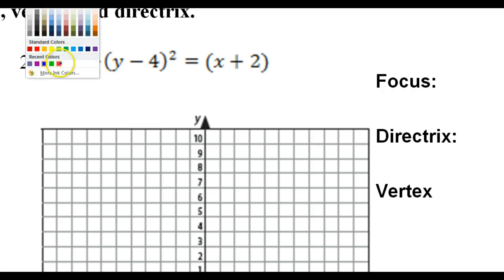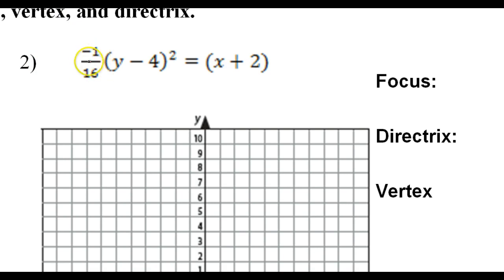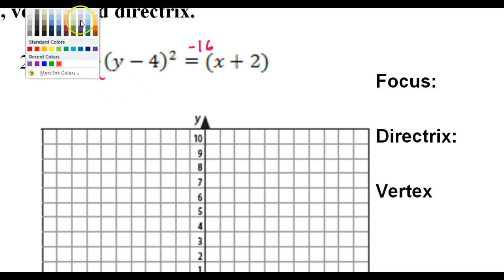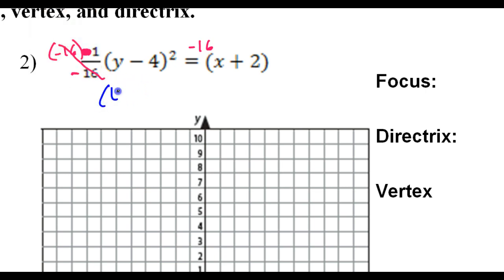If I were you, I would get rid of this fraction. Now, we can put this negative sign wherever we want, so I'm going to move it to the denominator, and that makes it clear that if I want to get rid of this, I'm going to multiply both sides by negative 16. All right, that way these negative 16s will cancel out, and that's going to leave me with y minus 4 squared is equal to negative 16 times x plus 2.